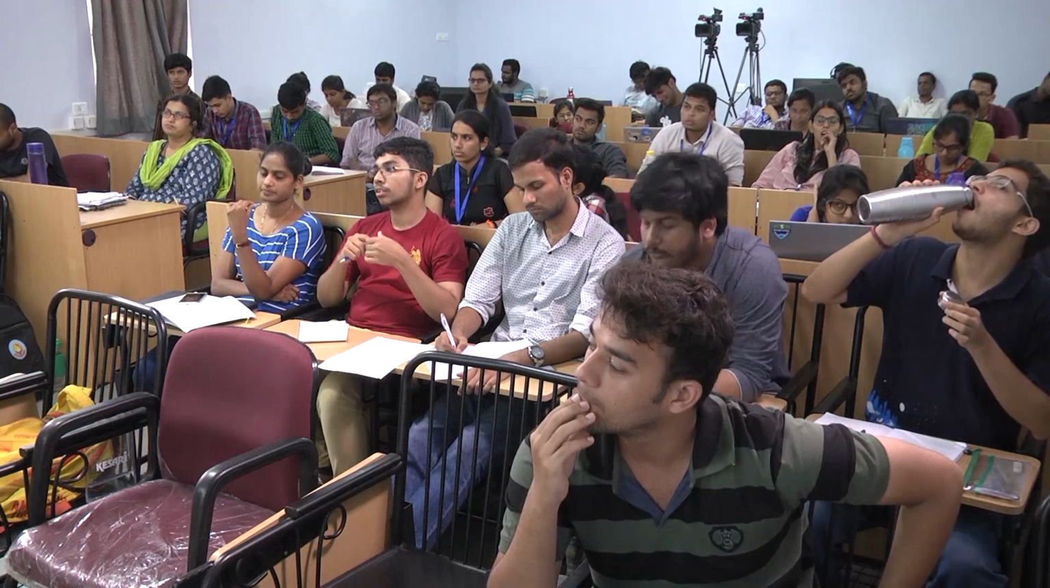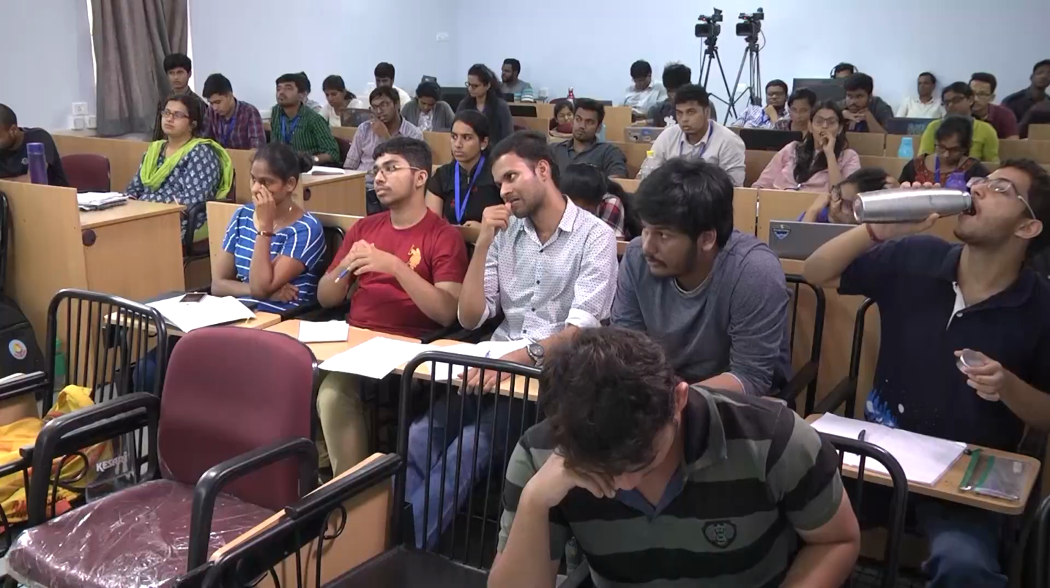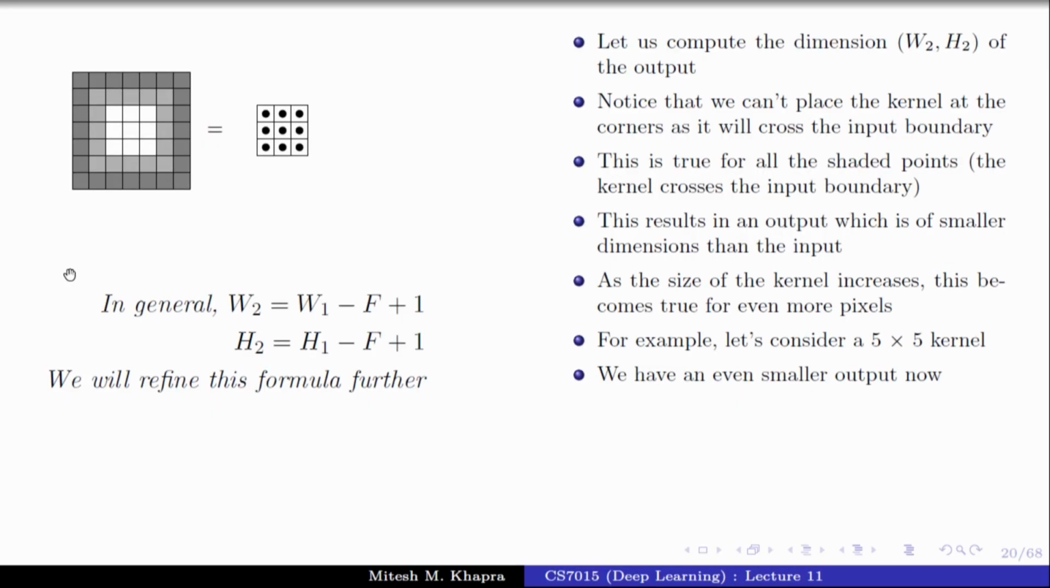No, right? Because you can't place the filter. If you place the filter at that 1, 1 pixel, half the filter would be outside, right? Then how will you take the weighted average? You don't know what pixels are there. Do you get that?